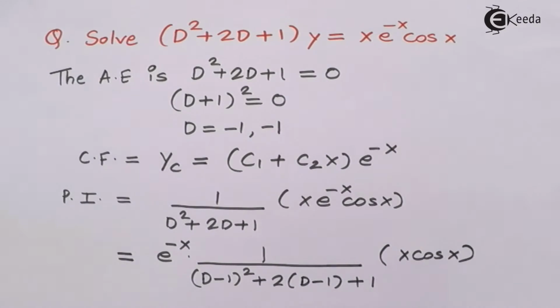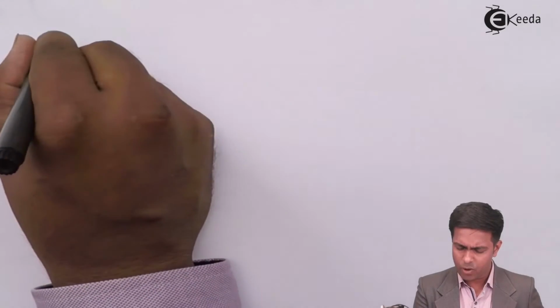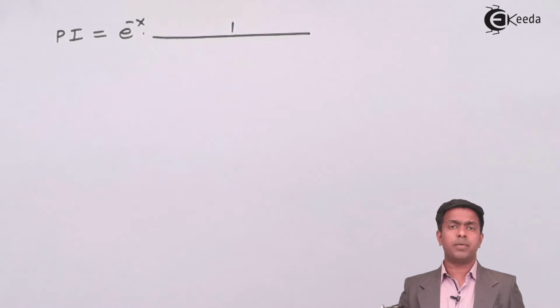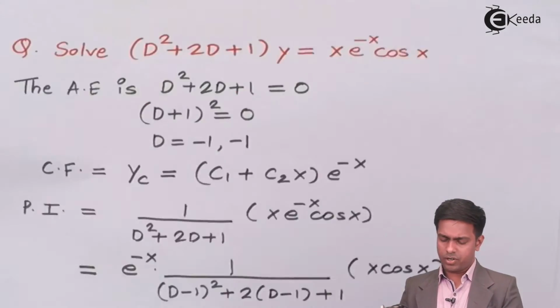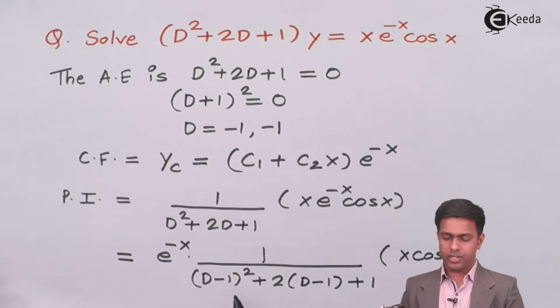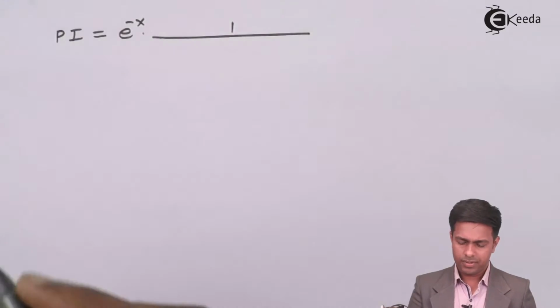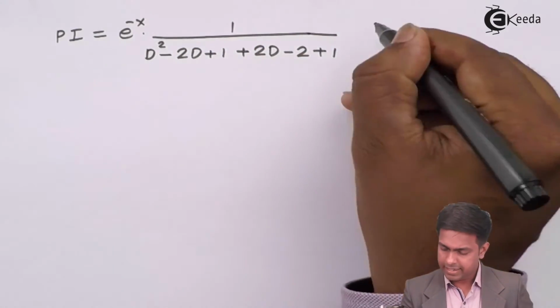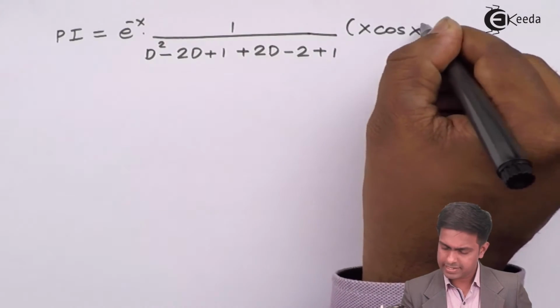So guys, this is one way, and the other is x into v. So if you want, you can start with that method also, but by using this e to the power ax into v method first, you can get the answer easily, hence I am using this method. So here we will have the particular integral as e to the power minus x into 1 upon, let's expand the bracket. So here you will get d square minus 2d plus 1, here 2d minus 2 plus 1. So then here we have x into cos of x.